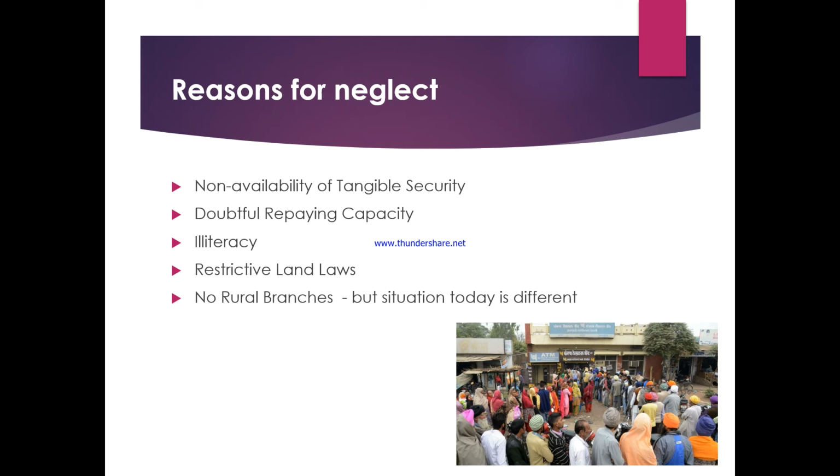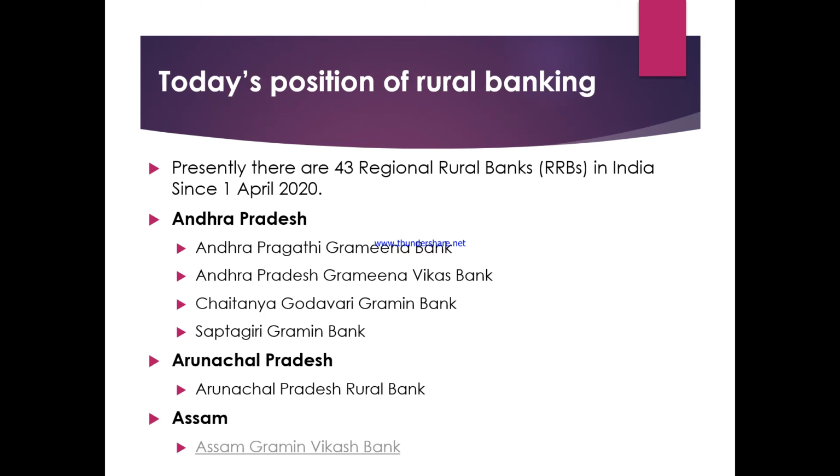Then illiteracy would lead the borrowers and the lenders into trouble because they don't know how to do business with the banks. So that is one of the causes of neglect. Then restrictive land laws were also a hindrance in lending. There were no rural branches, but the situation has changed today. Today's position of rural banks is different.